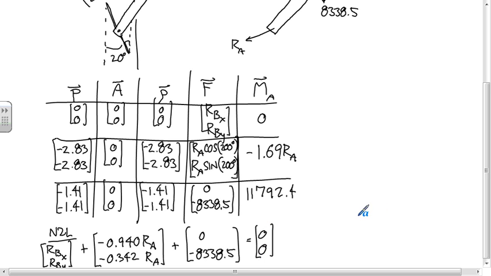And the rotational equation says negative 1.69 RA plus 11,792.4 is equal to 0. And so then you can solve for RA here, plug it in to this one, and it gives you RB.